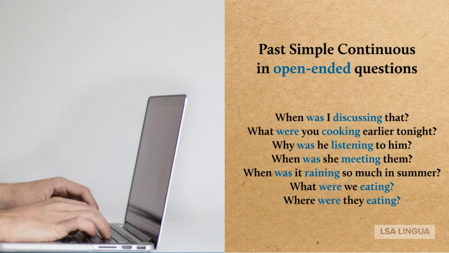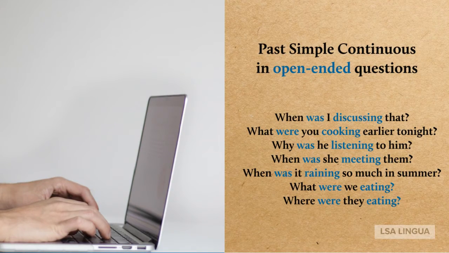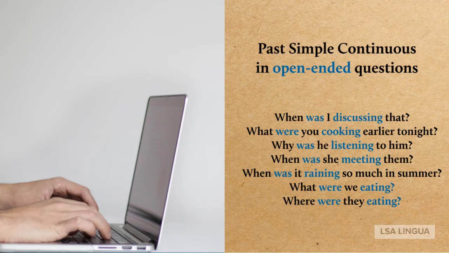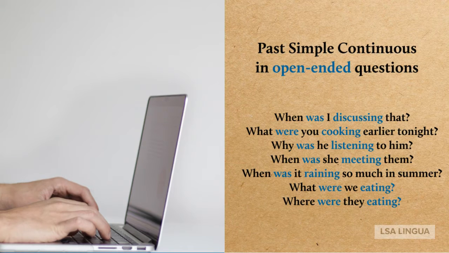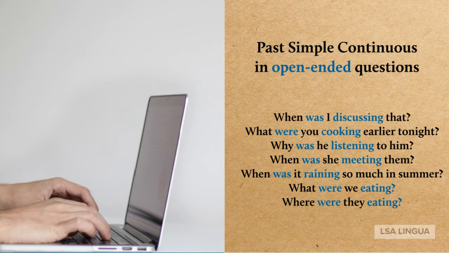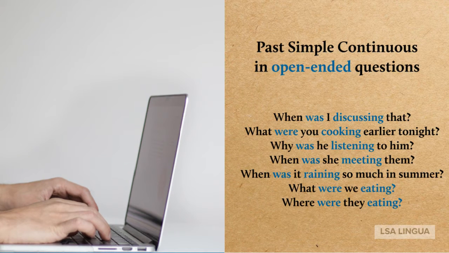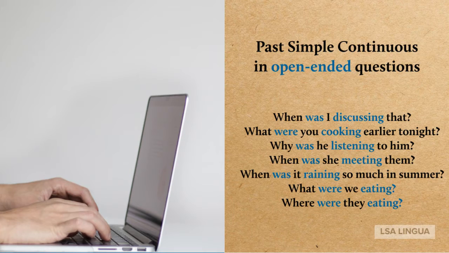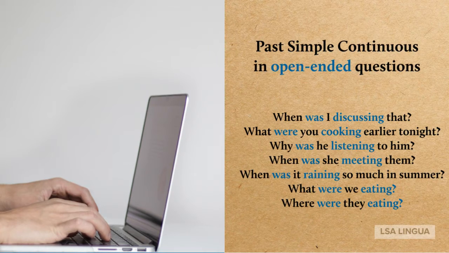The past simple continuous in open-ended questions. When was I discussing that? What were you cooking earlier tonight? Why was he listening to him? When was she meeting them? When was it raining so much in summer? What were they eating? And where were they eating?